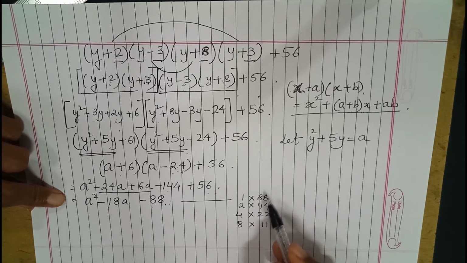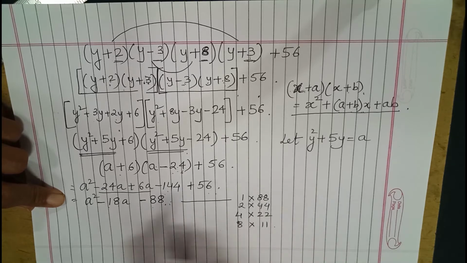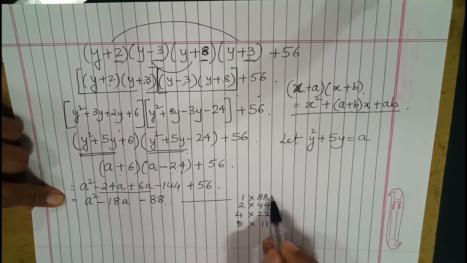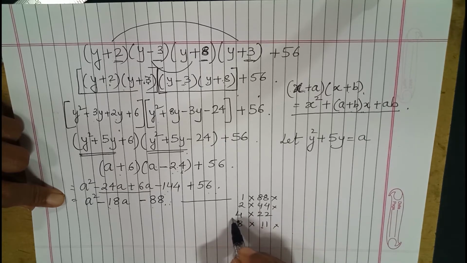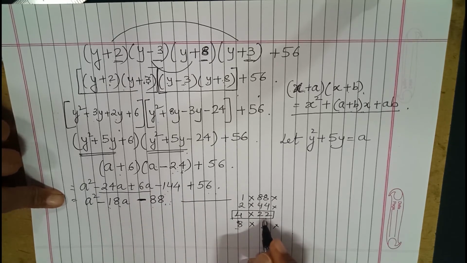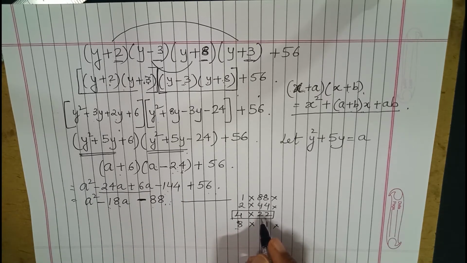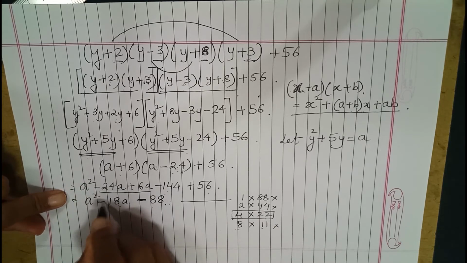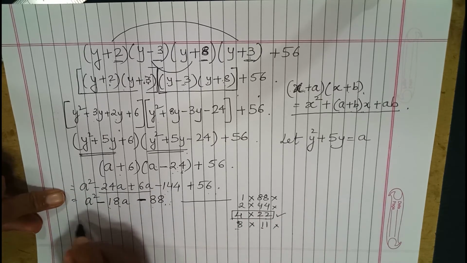So now out of these, which one will give us addition 18? Not this, not this. And 11 plus 8 also is not 19. But you can see 22 minus 4 is giving us 18. Since the product is minus, we have to take one number negative and one number positive. And since the middle number is negative, we take 22 as negative.